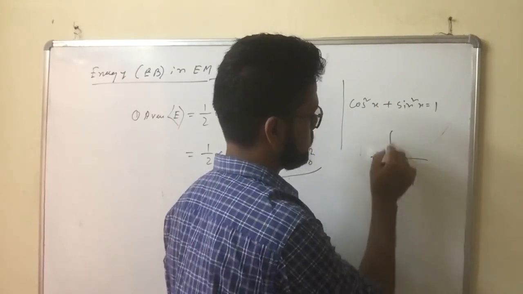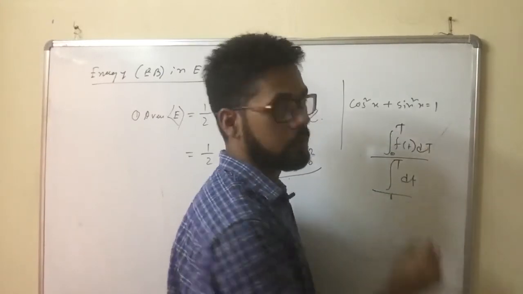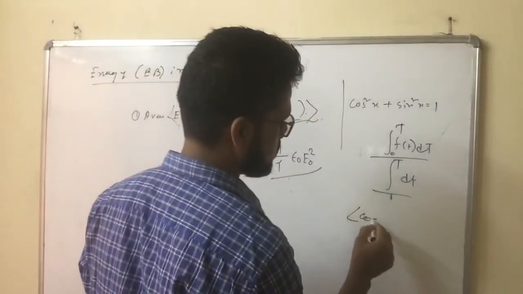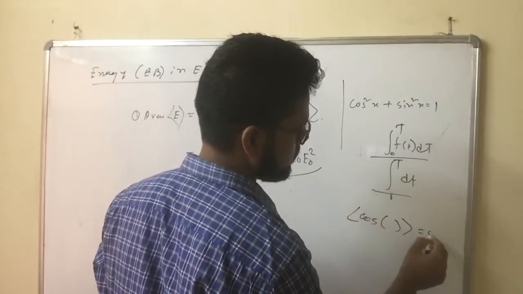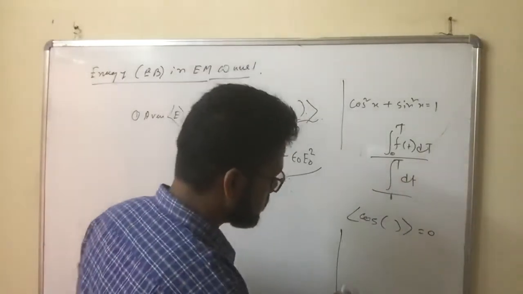So integral of dt from 0 to T, this is the formula. You can check it and you will get that. But the average of cos is 0. The average of sine is also 0. Why 0? I have already told you.